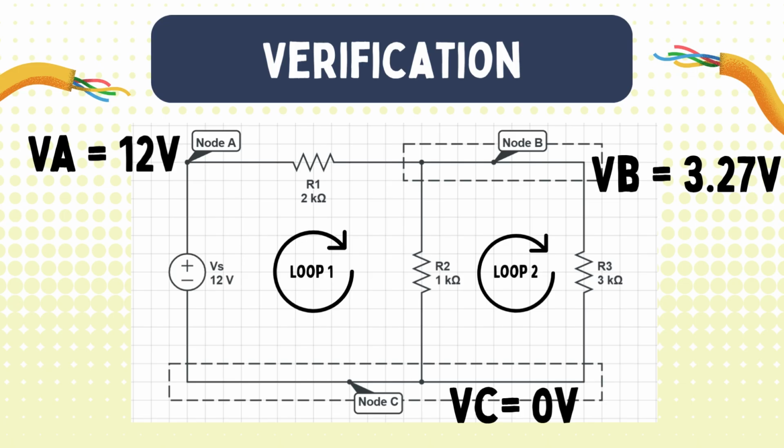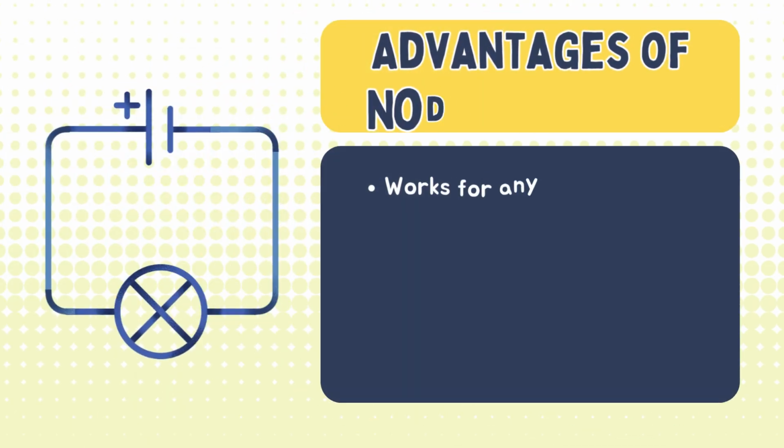Verification. We can check that our results are correct by confirming that the total current entering and leaving each node equals 0. The current values calculated from the voltages across each resistor balance perfectly, meaning Kirchhoff's law is satisfied and each solution is correct.